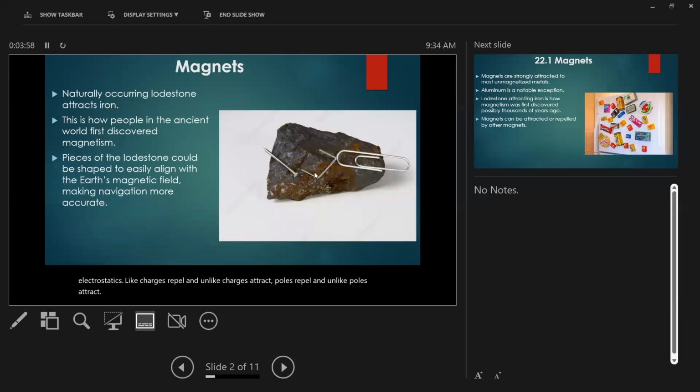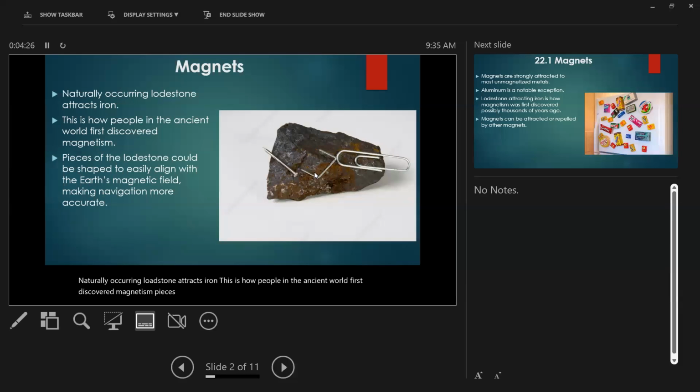So certain cultures have known about magnetism since before recorded history. Why? Because there are things called lodestones, for example, that are naturally magnetized. And they would have seen these things being attracted to one another. So it must have seemed like magic to have two objects get close to each other and attract each other. Naturally occurring lodestone attracts iron. This is how people in the ancient world first discovered magnetism.